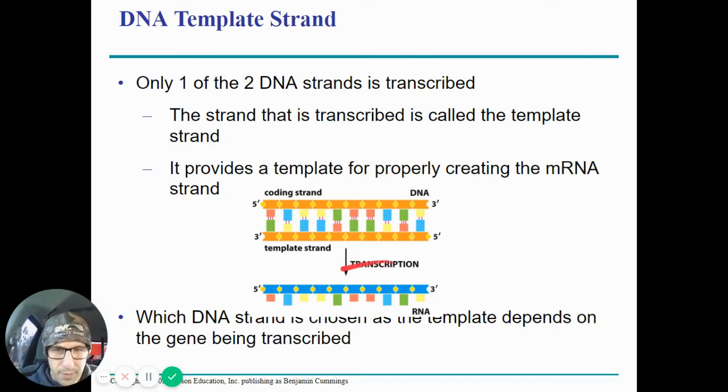Okay? Little formatting issue here when I took it from PowerPoint to Google Drive. But anyway, it says which DNA strand is chosen as the template depends on the gene being transcribed. So it's not always just one side of the DNA strand. It could be the other side, and it all depends on which gene it is. That's not something we're going to get into here today. A lot more complicated than I really have time for right now. But that is one thing I want you to understand here, is that even though we do have 2 DNA strands, only one of them is actually utilized in the transcription process.